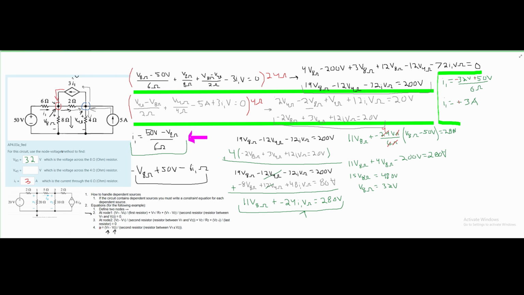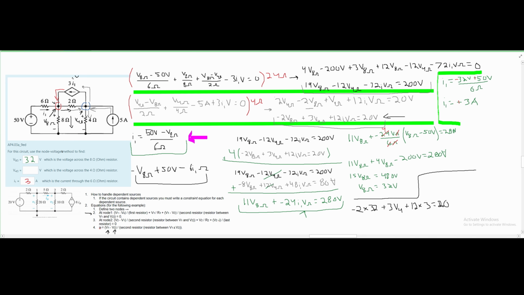Lastly, we just have to plug both of these values in and find our V4 ohms. We'll do this down here, and we can use any equation we want. I'm just going to use this equation right here. We have our negative 2, and this is being multiplied by the voltage we found to be 32, plus our 3, and then I'm going to get a little bit loose with the units here, but it's important to normally keep them. I'm just going to call this V4, and this is a plus 12 times our I, which is 3, set equal to 20.